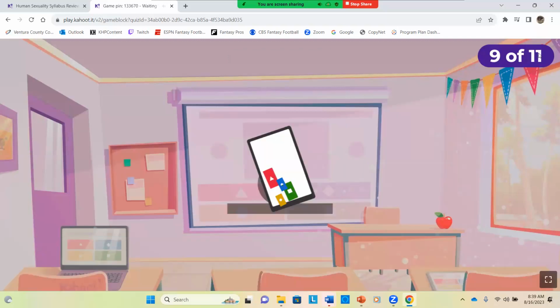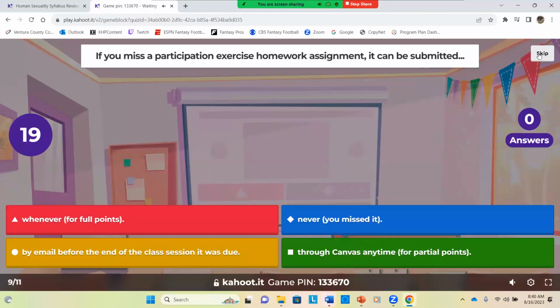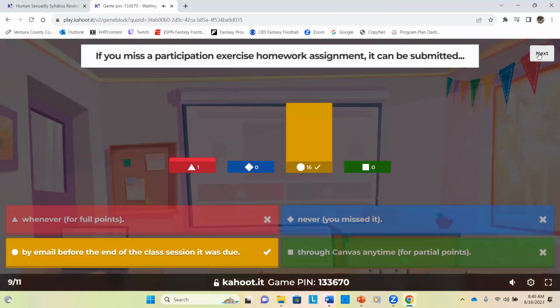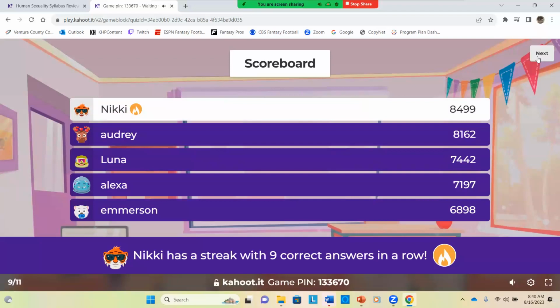That's good. Okay. If you miss a participation homework assignment, it can be submitted whenever for full points, by email before the end of the class it was due. Great. So if it was a homework assignment, you can email it to me before the end of the class it was due. Perfect. Still in the lead.